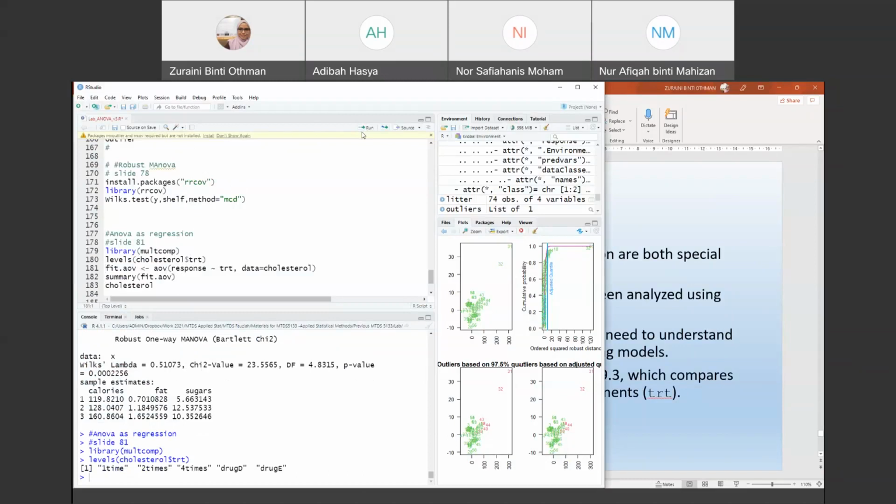This is the level. Okay, 1 time, 2 time, 4, drug D and drug E yang tadi yang kita buat tu kan. Okay, so we want to know the analysis of variance. Kita nak tengok dependent variable dia ialah response. And this is the factor. Factor dia ialah regimen drug tu, and data ialah cholesterol.